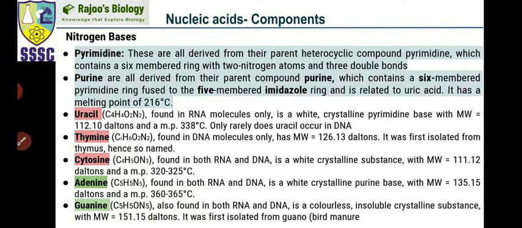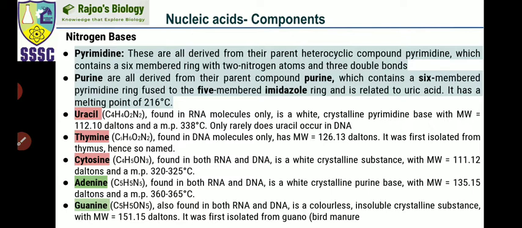C4H4O2N2, then C5H6O2N2, C4H5ON3. All are white crystalline substances. Their molecular weights are different. Uracil has 112.10, thymine 126.13, cytosine 111.12.